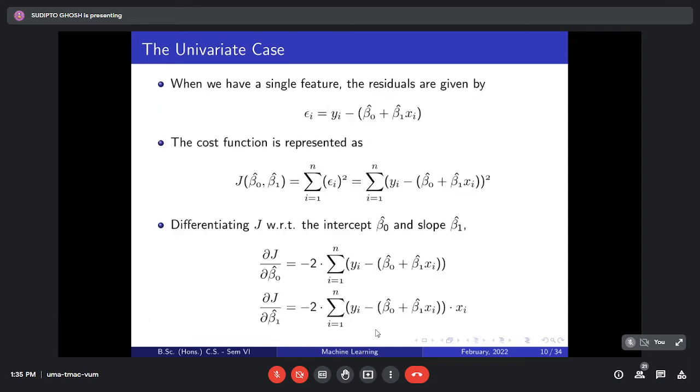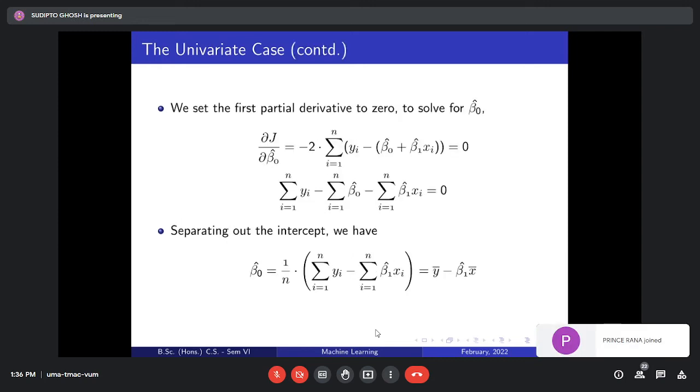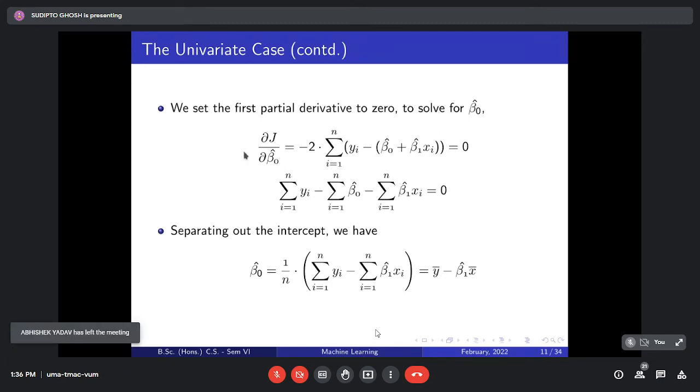Now we have to solve for two variables and we have two equations. So we set all of them to zero and then try to come up with the values for those two variables. If we set this first derivative to zero, the minus 2 gets cancelled out because of the zero on the other side, and then I expand the summation within, so I'll have the sum of yi from 1 to n minus the sum of beta naught from 1 to n.